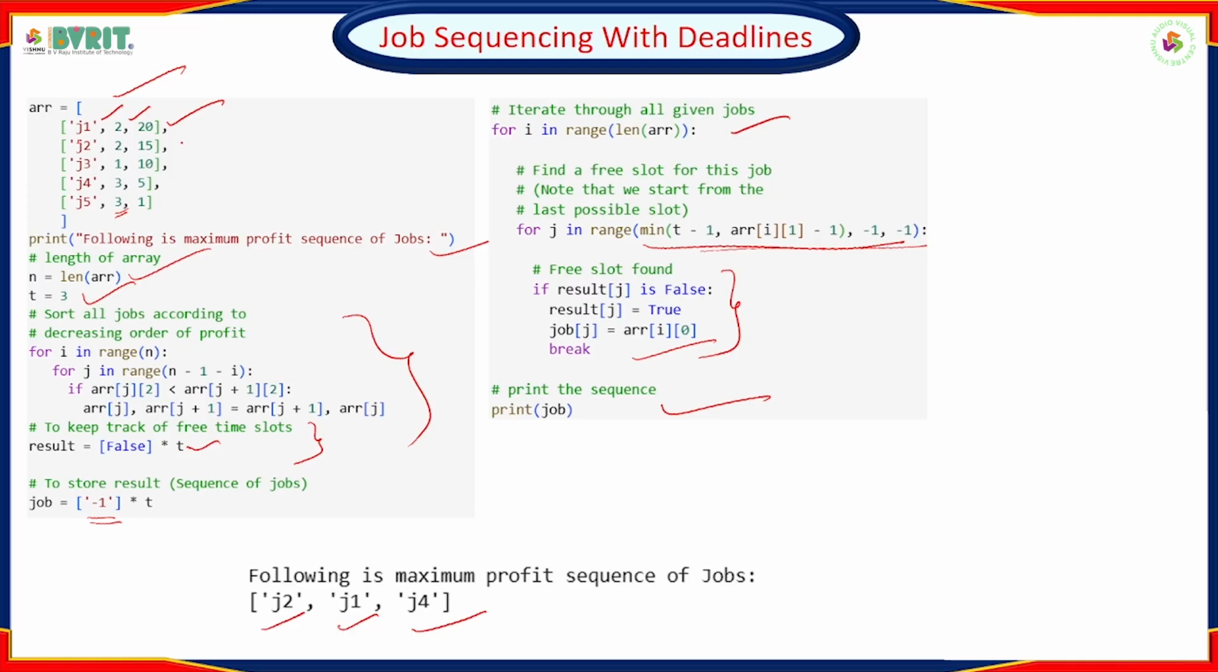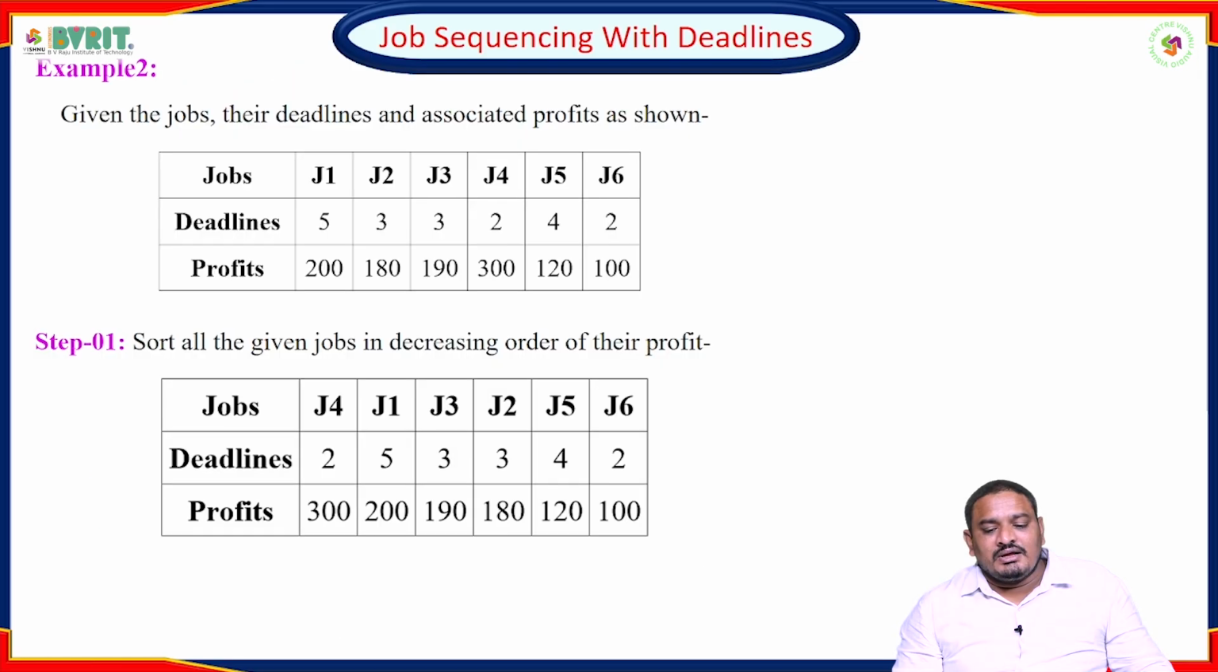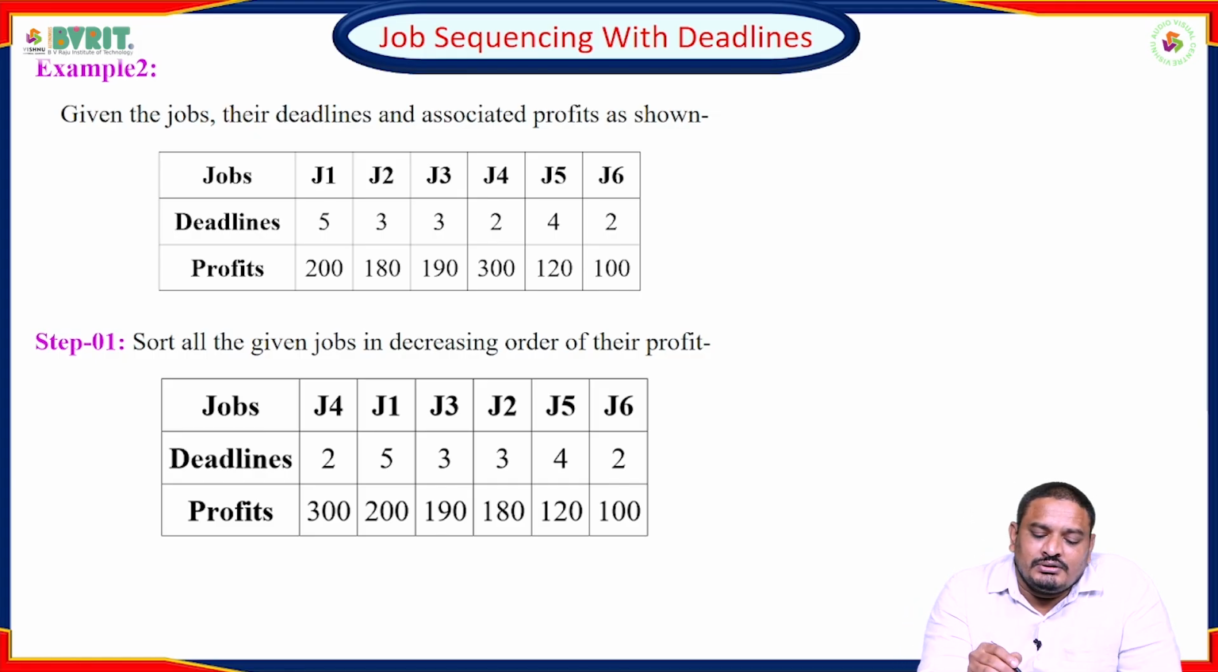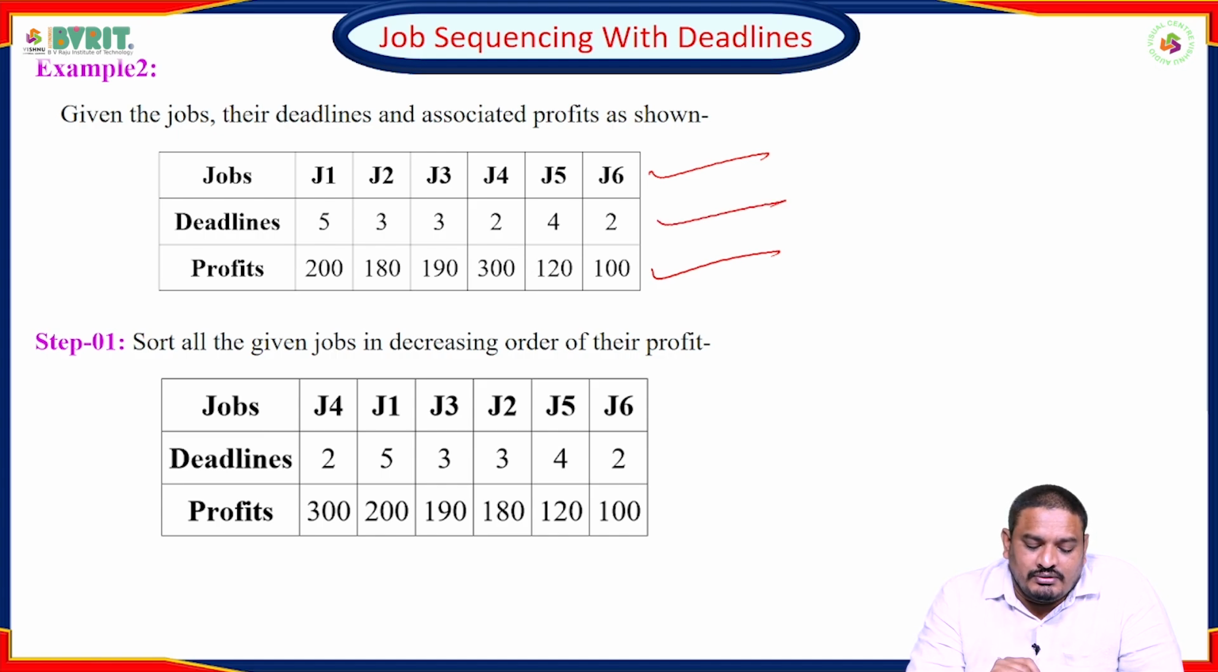J2 having the 15, J1 having the 20, J4 having the 5. This is the sequencing order. See another example for the job sequencing with the deadline. Here we are giving the 6 jobs. The profit is also given. The deadline is also given.